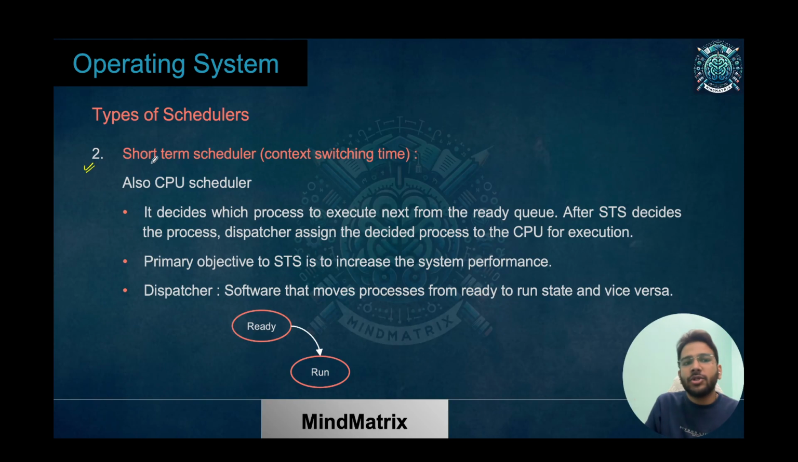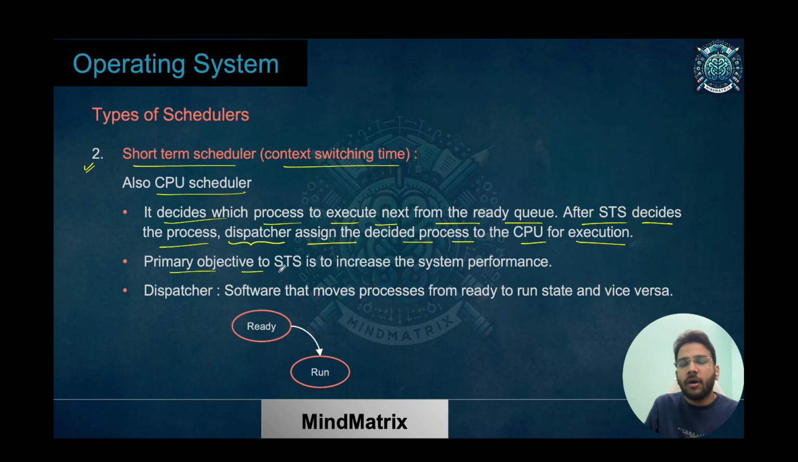The second is the short-term scheduler, which is responsible for context switching time, also known as the CPU scheduler. It decides which process to execute next from the ready queue. So basically it selects the process from the ready queue. After the short-term scheduler decides the process, it is the responsibility of the dispatcher to assign the decided process to the CPU for execution. I explained this already when we were discussing the process states diagram. The primary objective of the short-term scheduler is to increase system performance.